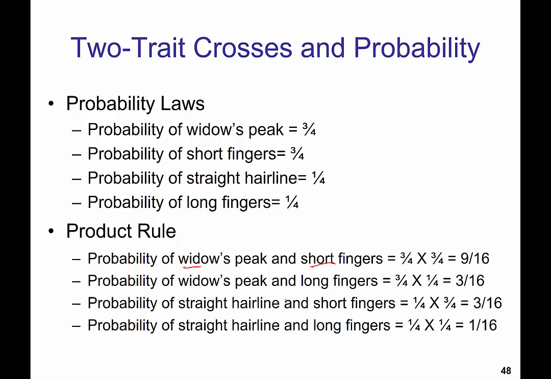Widow's peak and long fingers, we get 3/16. Straight hairline, short fingers, 3/16. Straight hairline, long fingers, 1/16. So you can see we still have this 9 to 3 to 3 to 1 ratio. It's just worked out with probability laws instead of a Punnett square.